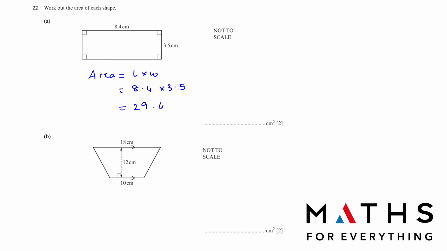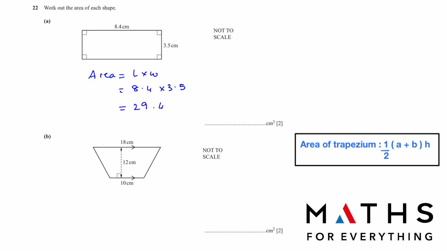Part B, we have been given a trapezium. You need to know the formula to find the area of the trapezium. That is half times (a plus b) h. a and b are your parallel sides. h is your height. This question comes quite often. You need to know your formula. So area is equal to half, then 18 plus 10 multiplied by the height, which is 12. That's it you need to do. You need to substitute the values, and the answer is 168 square centimeters.